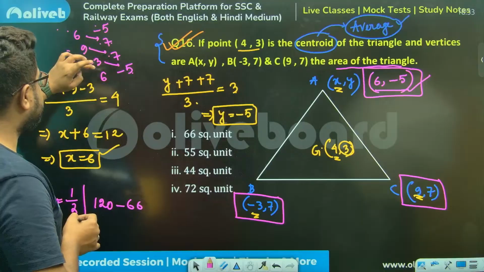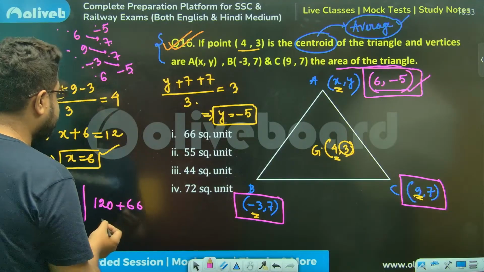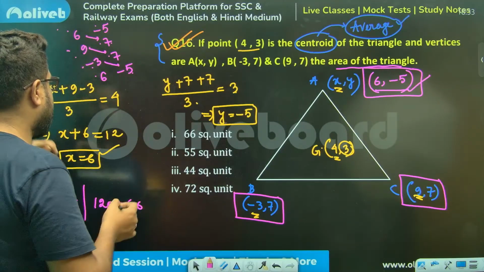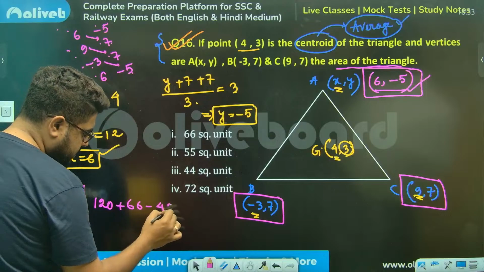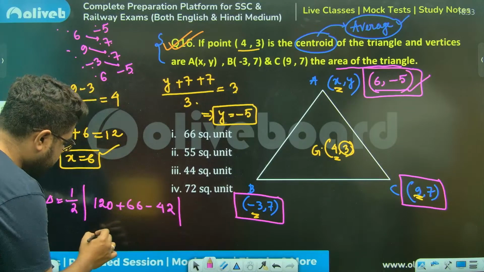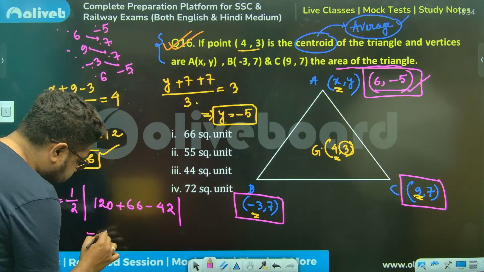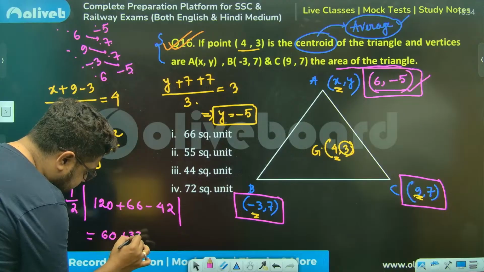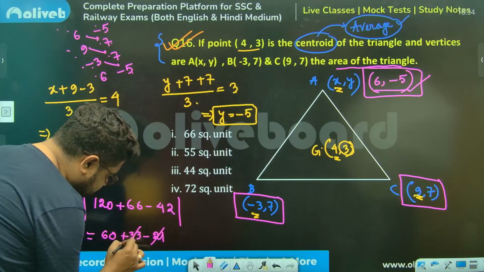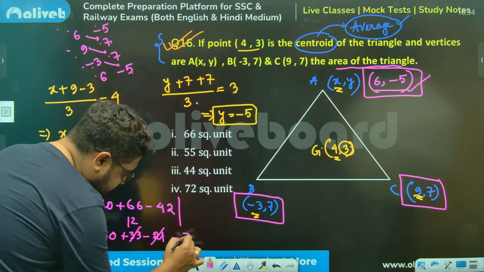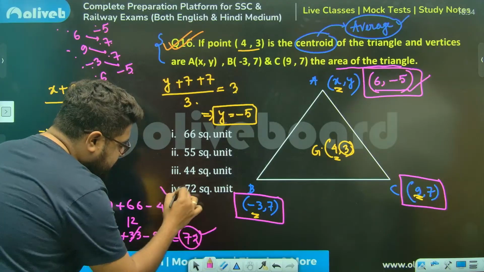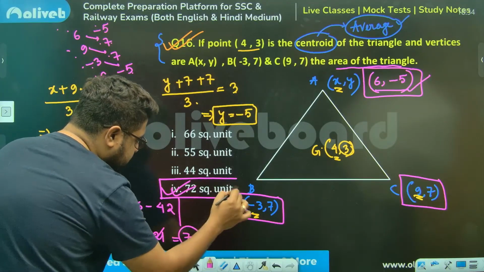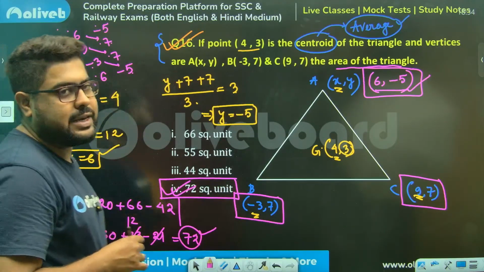And this will become plus 66, right? And minus 42. This is the calculation. Do the calculation. Half, so this is 60 plus 33 minus 21. 21, 33, 12. So your answer will be 72. So 72 square units, option number 4. This is your correct answer.